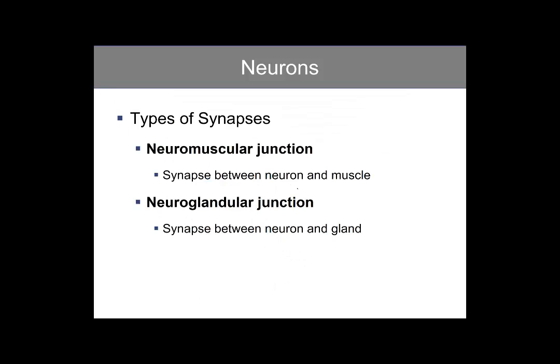There are two types of synapses: the neuromuscular junction, the synapse between the neuron and the muscle, but we also have neuroglandular junctions, synapses between neurons and glands.